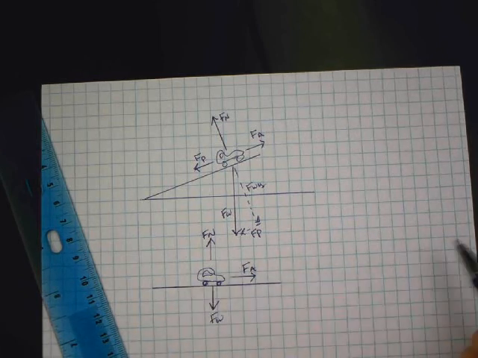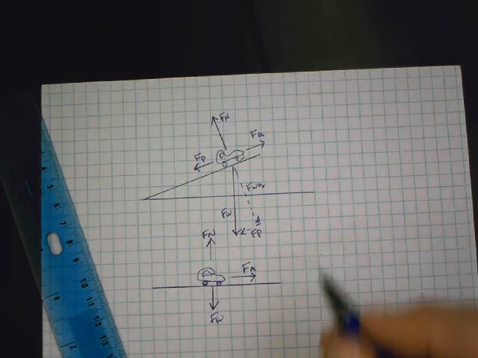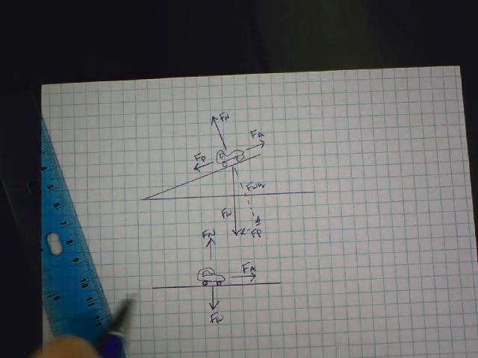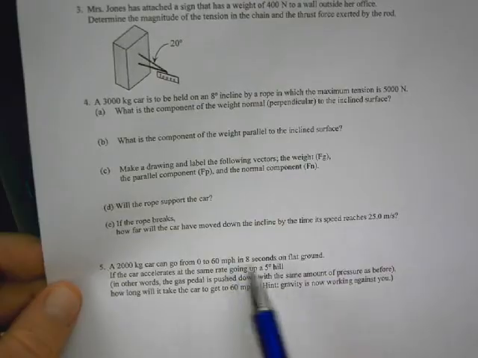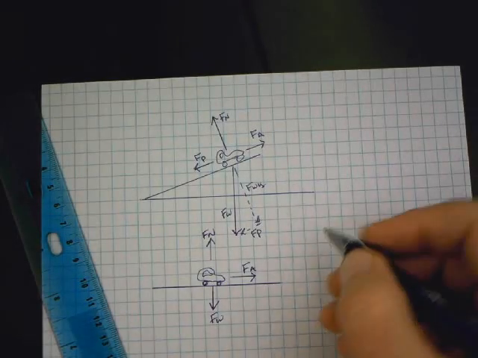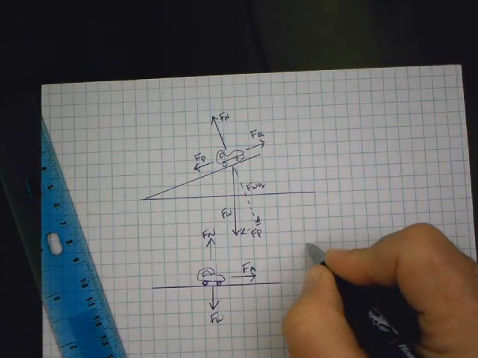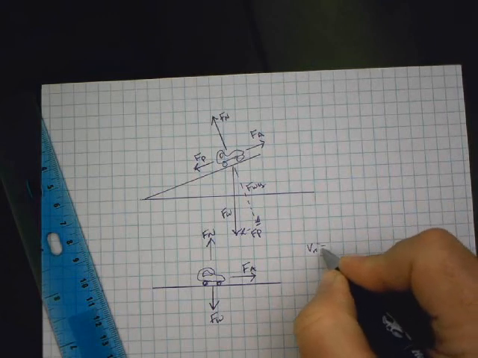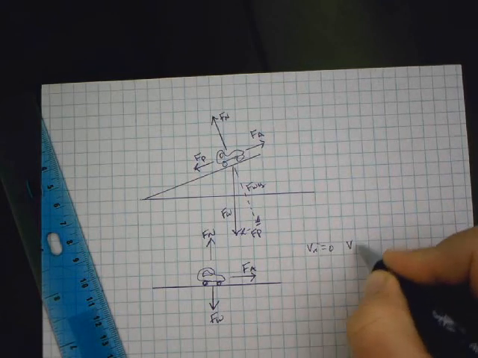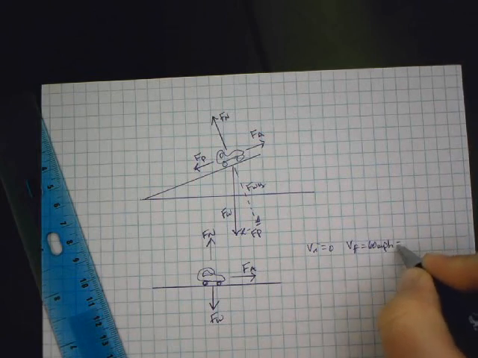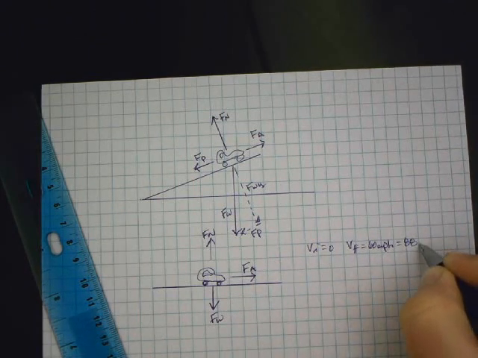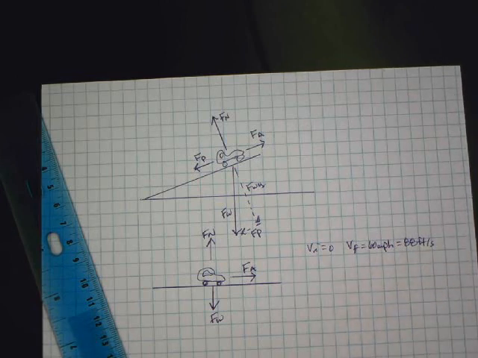Now, if we just consider this for a moment, okay, our problem tells us that we're going from 0 to 60 in 8 seconds. So I have, VI is 0, VF is 60 miles per hour, which is 88 feet per second.